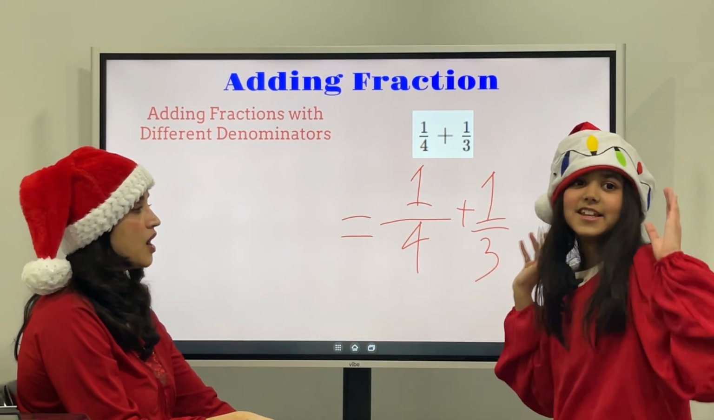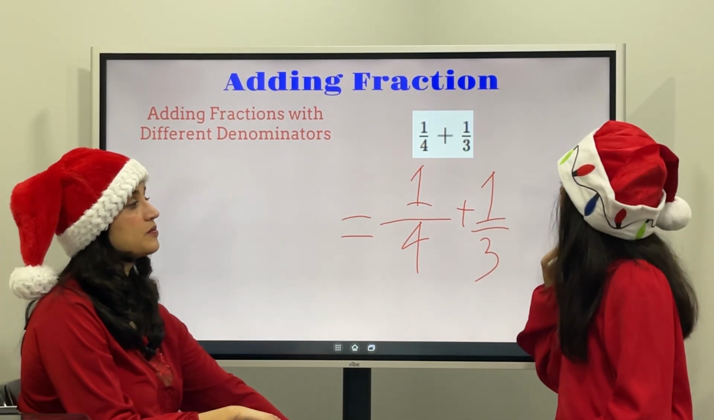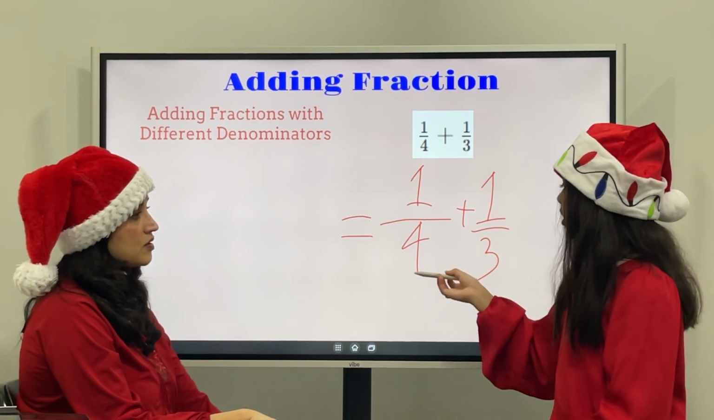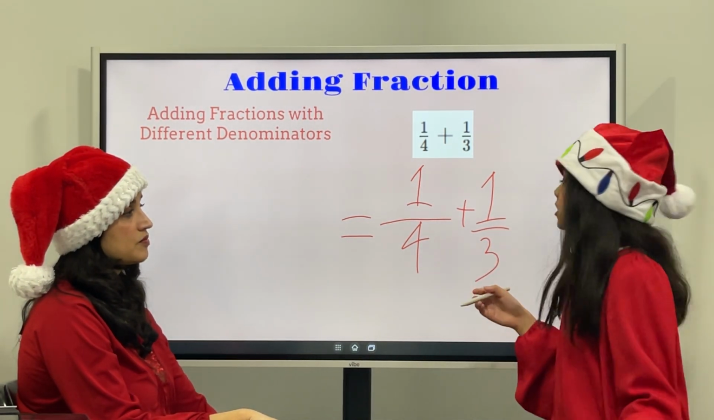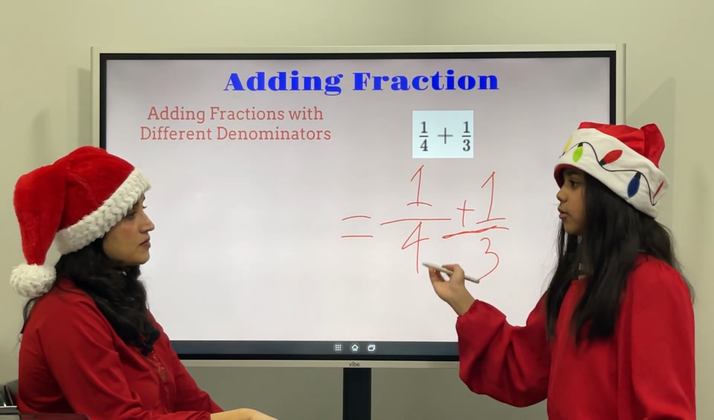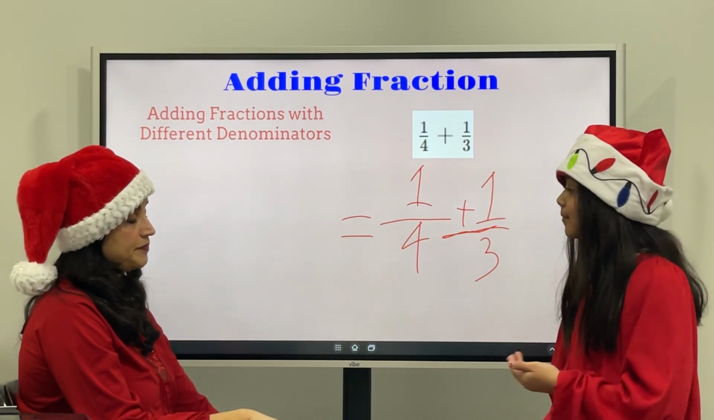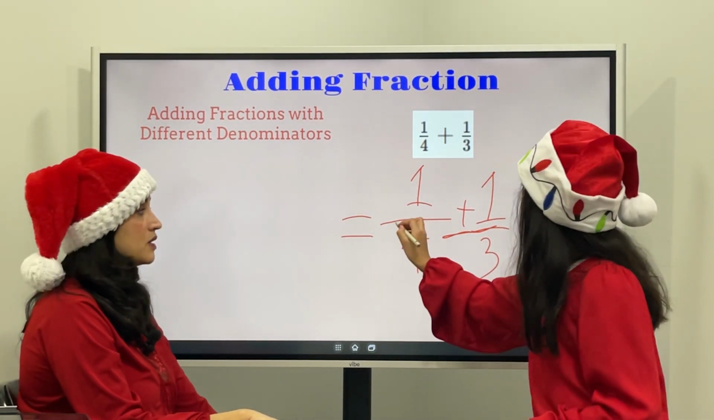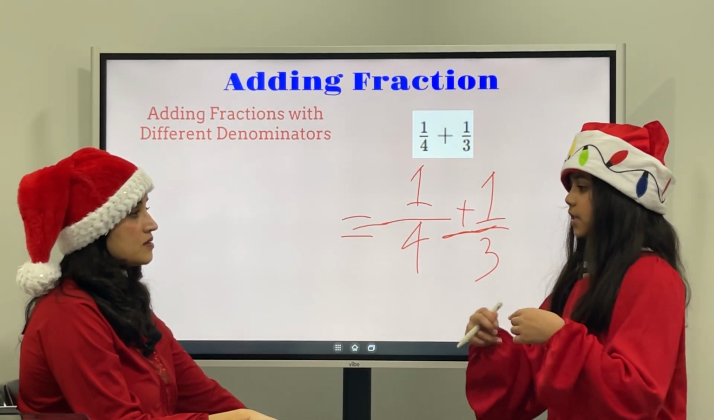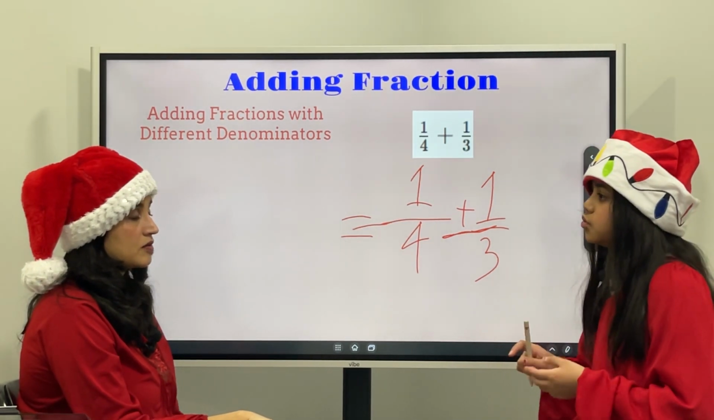So how can we make the denominators equal? We have to make these equal. We're going to multiply this to make it equal to 4, but how do we make it 4? That's not possible. So what we also have to do is multiply the numbers so that both sides equal the same number. For example, let's do 12.